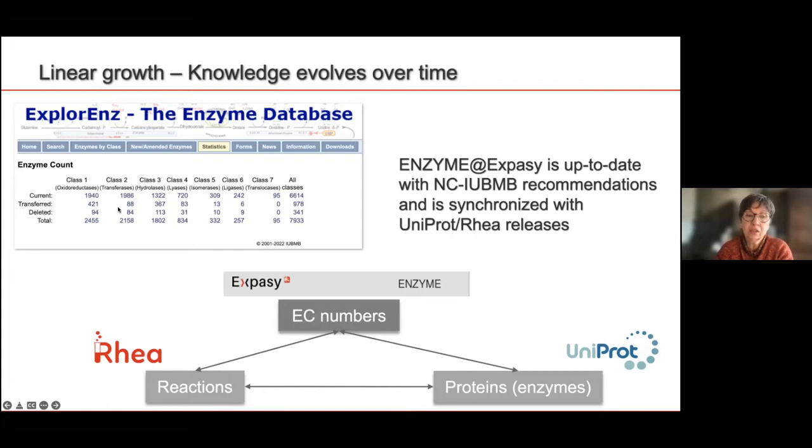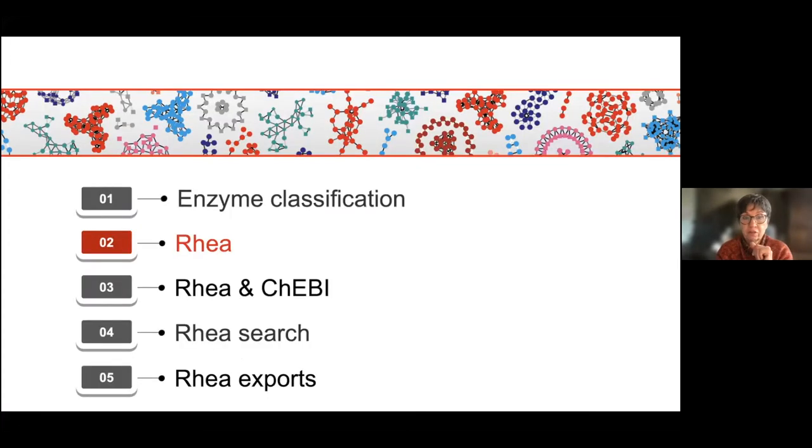But we can see that some EC numbers have been transferred to other EC numbers, or some EC numbers have been deleted. So it's very important to have this information up to date. In the group, the enzyme resource is up to date with the NC-IUBMB recommendation, but it is synchronized with UniProt and Rhea releases. In that way, we ensure that all the data are consistent, and it avoids, for instance, having a broken link because an EC has been transferred to another EC or has been deleted. So that's all for the enzyme classification.